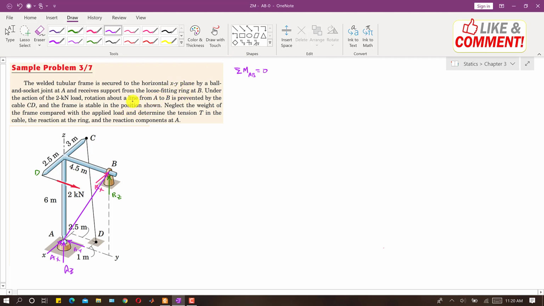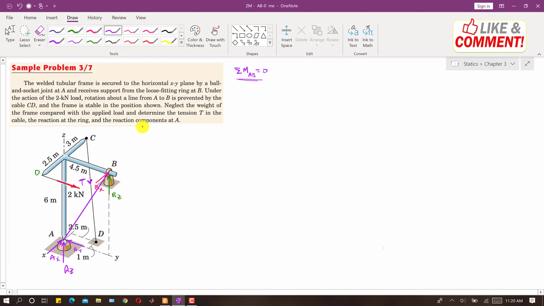It is said that the frame is stable in the position shown, so this means that the frame is in static equilibrium. And it is said to neglect the weight of the frame compared with the applied load and determine the tension T in the cable. So we have to find the tension T in this cable in order to have the moment about line AB equal to 0. And find the reaction at the ring and the reaction components at A. So we have to find all the reactions at points A and B. This will be the tension direction in this cable, let's say this is the tension.